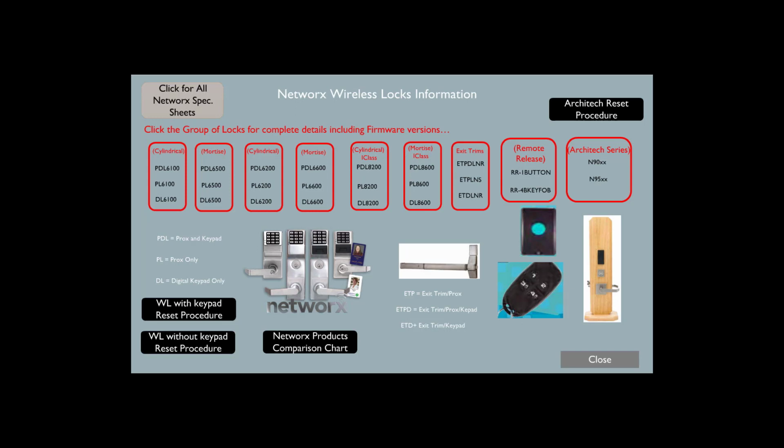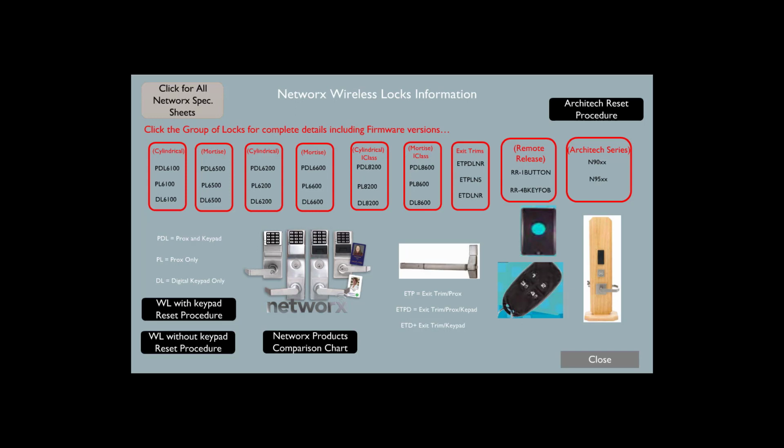Each group of Trilogy Networx locks contains 3 different models. The first type contains a prox reader and a keypad. The second type contains only a prox reader, and the third type contains only a keypad. The model with the prox reader and the keypad is the PDL model. The model with only a prox reader is the PL model, and the model with only a keypad is a DL model.